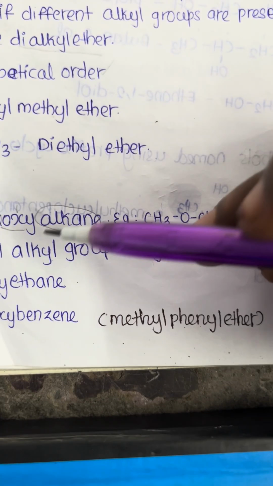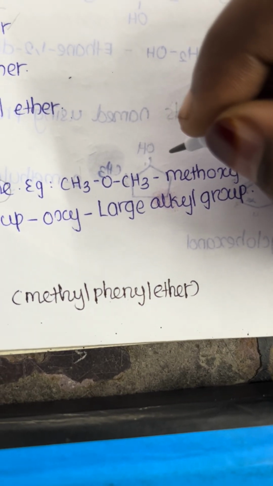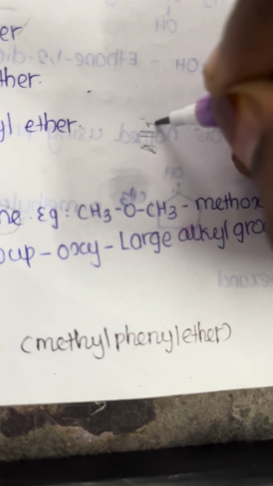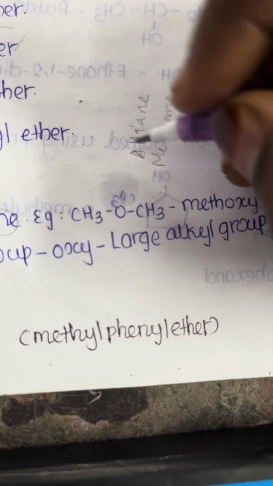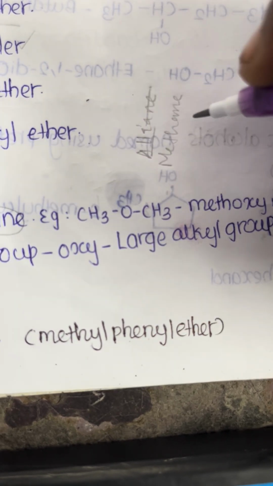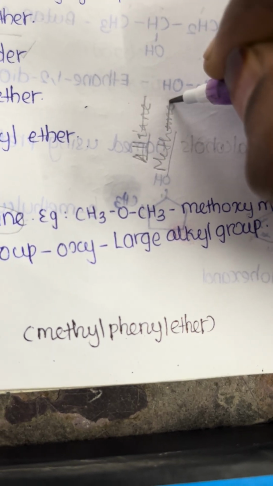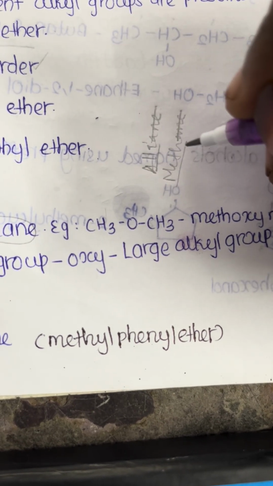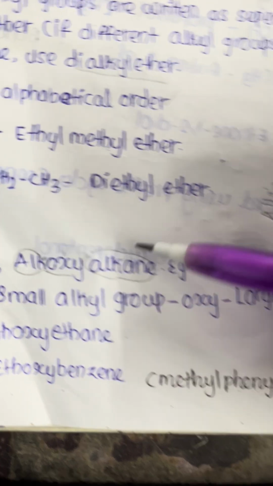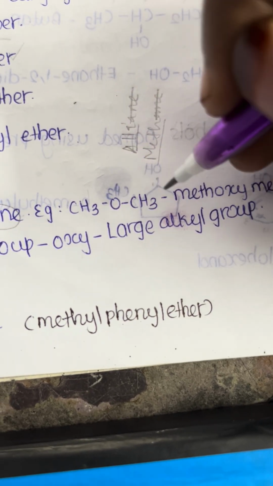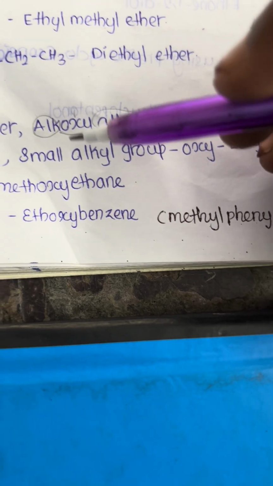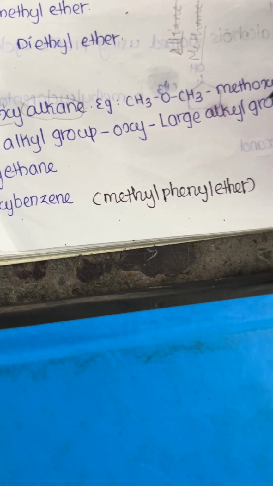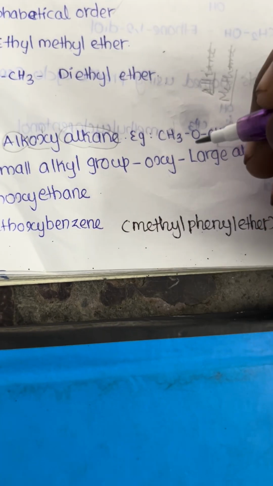So write it as alk, that is meth. Alkane means it is similar to methane. So alk means just remove the ane. Methane, remove the ane, so that is meth, then oxy, then again write it: methoxymethane. So methoxymethane for a simple ether. For mixed ethers, small alkyl group, then oxy, then large alkane. We write it as small-oxy-large-ane.